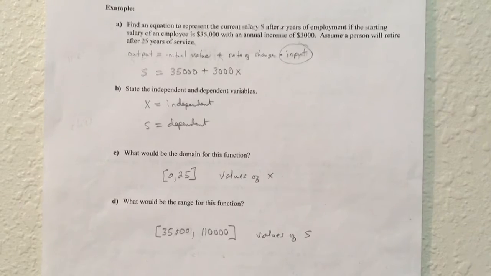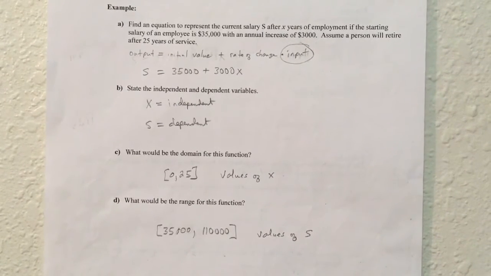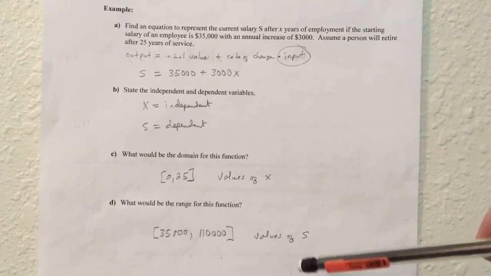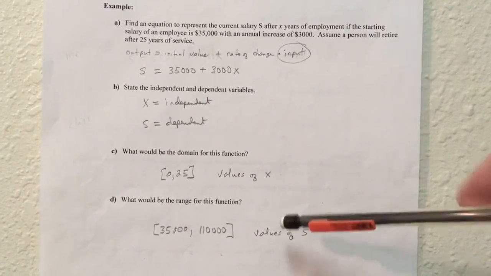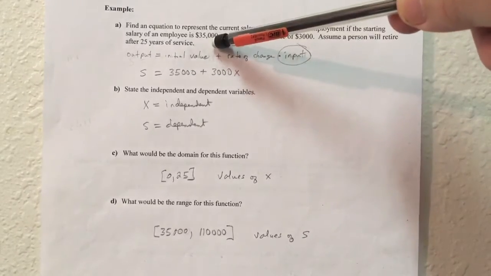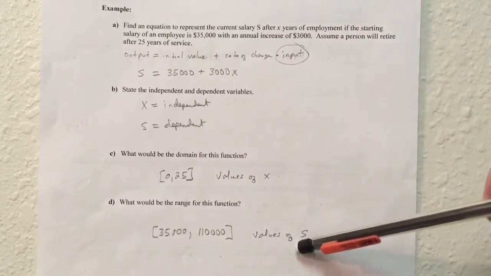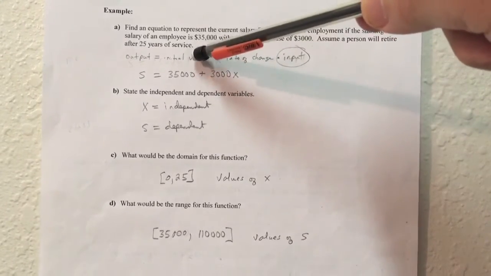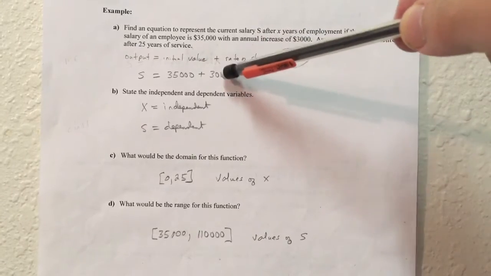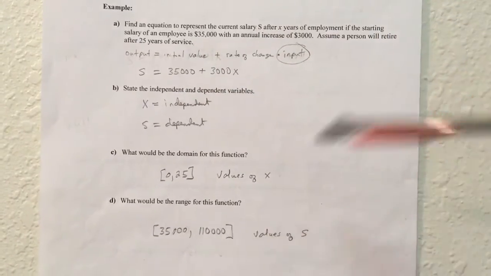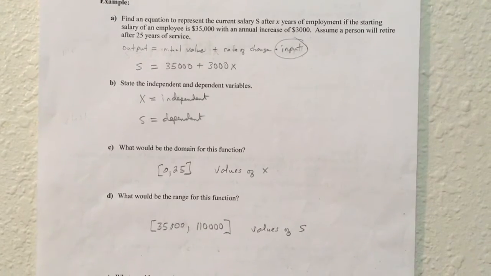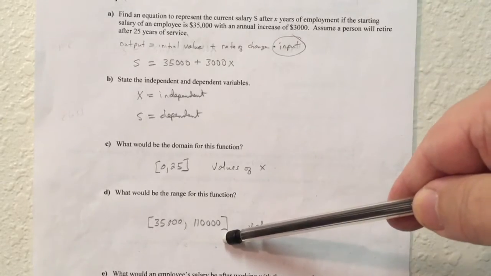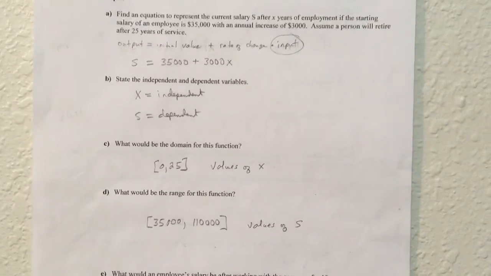In D, you're asked what would be the range for this function. Well, the range is the values of the output variable or the dependent variable, and it's S in this case. So the initial starting salary, right, is $35,000, and the maximum salary they can earn is after 25 years of service, and 25 times 3,000 plus 35,000 equals $110,000. So the range, which is the values of the output variable S, goes from 35,000 to 110,000.